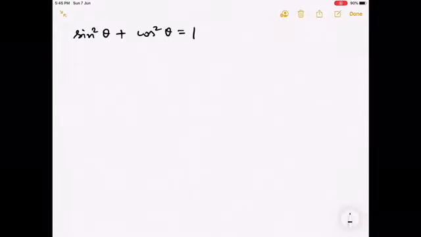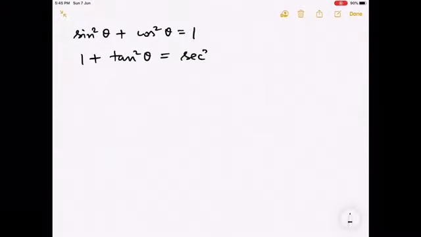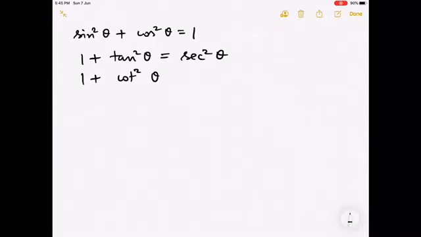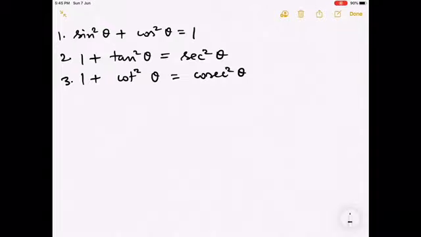So let us see what those 3 square relations are. The first square relation is sin square theta plus cos square theta is equal to 1. The second square relation goes like this: 1 plus tan square theta is equal to sec square theta, and the third one is 1 plus cot square theta is equal to cosec square theta. So 1, 2, 3. These are known as the 3 square relations. In different textbooks you may find different iterations of these.